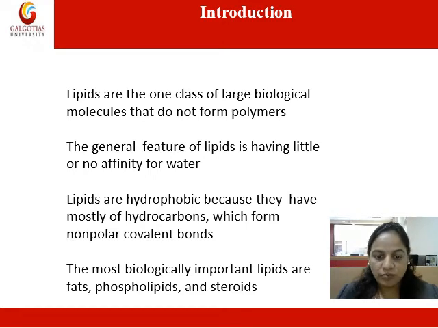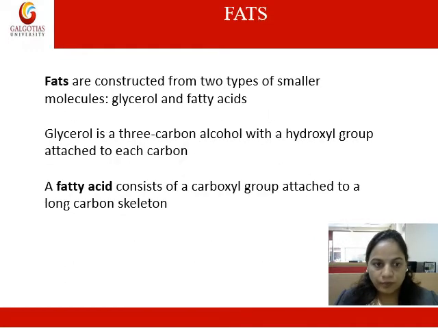Most biologically important lipids are fats, phospholipids, and steroids. If I talk about fats, fats are constructed from two types of smaller molecules, glycerol and fatty acids. Like we have seen in the phospholipid bilayer, the tail portion is made up of fatty acids. Glycerol is a 3-carbon alcohol with a hydroxyl group attached to each carbon, and a fatty acid consists of a carboxylic group attached to a long carbon skeleton.